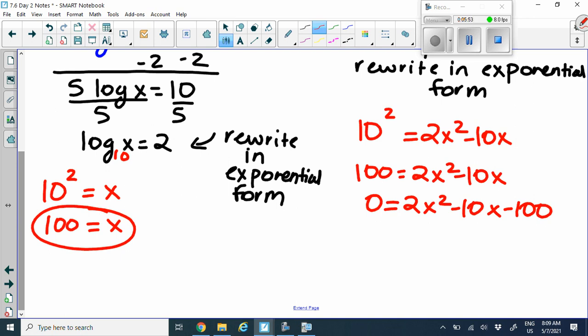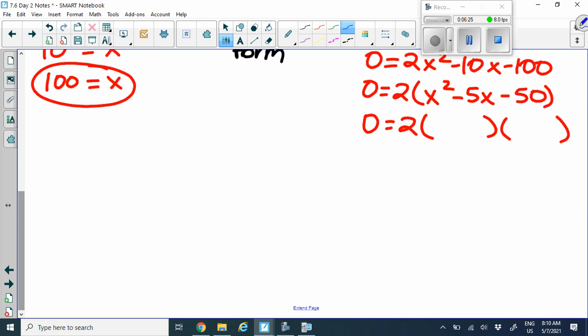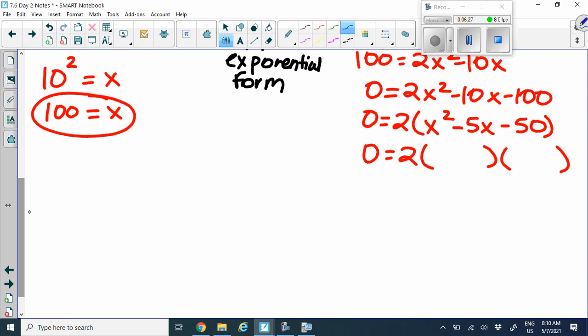Now, none of them have a variable in common because our last term of 100 does not have the x, so we can't take that out. So I'm only going to take a 2 out and rewrite my expression here. So when I do 2 divided by 2, I'm left with x squared. Negative 10 divided by 2 leaves me negative 5x, and negative 100 divided by 2 gives me negative 50. Now I go ahead and do my 2 sets of parentheses. And remember, we figure out what numbers multiply to 50 and can add up to the 5.